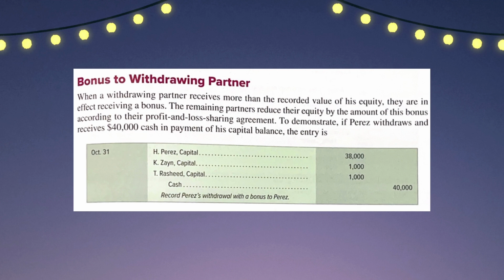Bonus to withdrawing partner. When a withdrawing partner receives more than the recorded value of his equity, they are in effect receiving a bonus. The remaining partners reduce their equity by the amount of this bonus according to their profit and loss sharing agreement. To demonstrate, if Perez withdraws and receives $40,000 cash in payment of his capital balance, the entry is like in the slide.